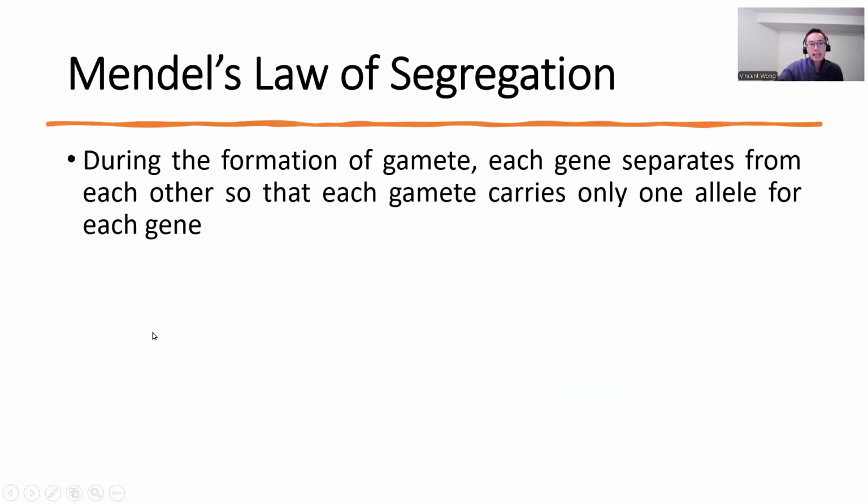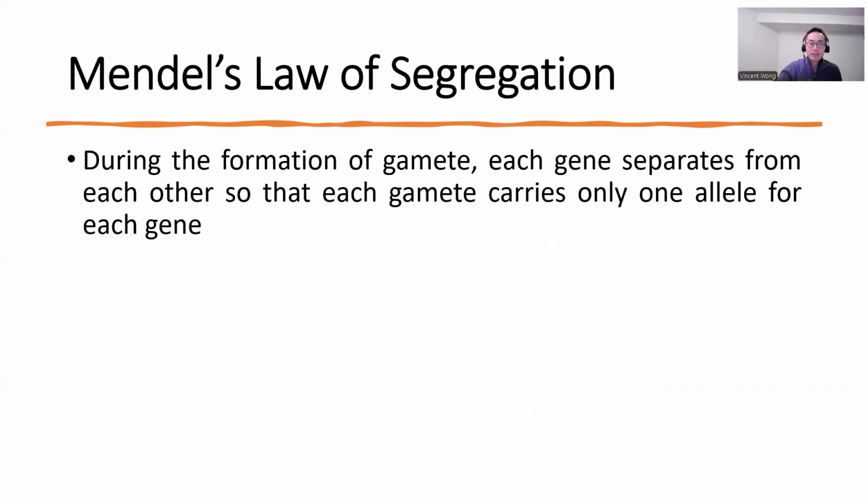Now he had two laws, right? One of the laws is called the law of segregation. Now, I'll just read it to you first, and then I'll explain to you in plain English. During the formation of gametes, each gene separates from each other so that each gamete carries only one allele for each gene.